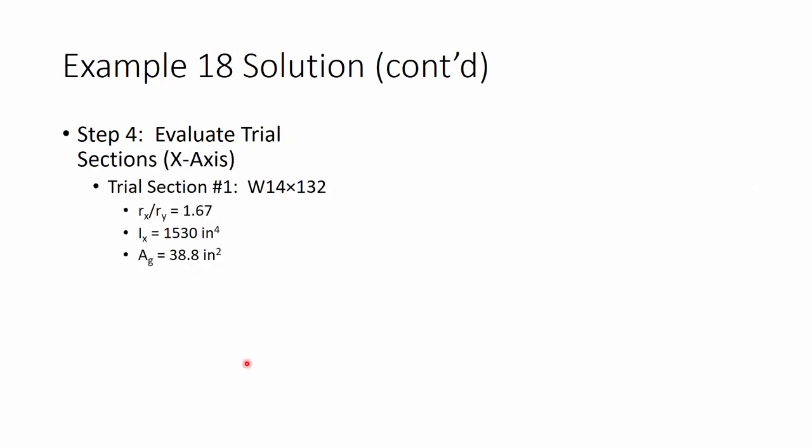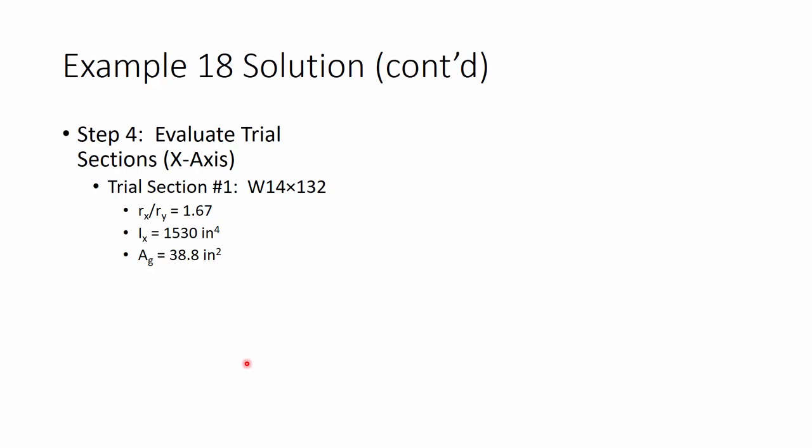So let's just get right into evaluating our trial sections. We're going to start off with our first one, W14 by 132. Before I get into this, trial section number 2 is a W12 by 152, so it is heavier. What that means is that if we evaluate trial section number 1 and it works, we stop the problem, because there's no point in evaluating trial section number 2 if this one works, since trial section number 2 is heavier. So we'll see if trial section number 1 works.